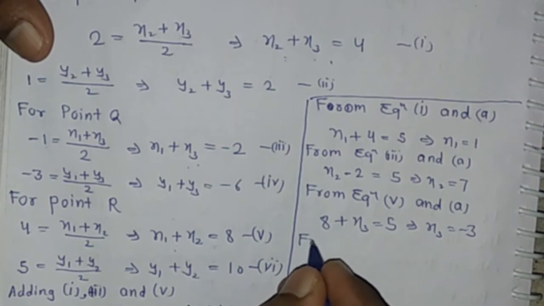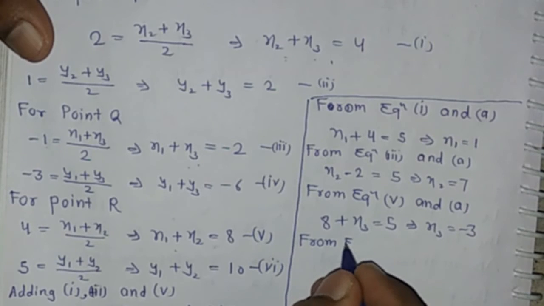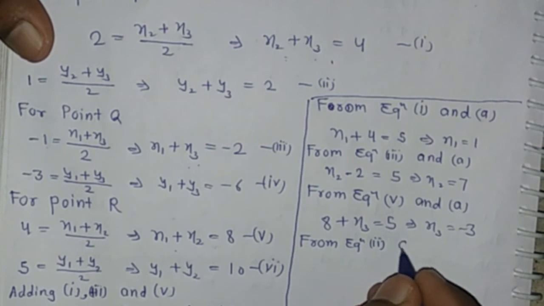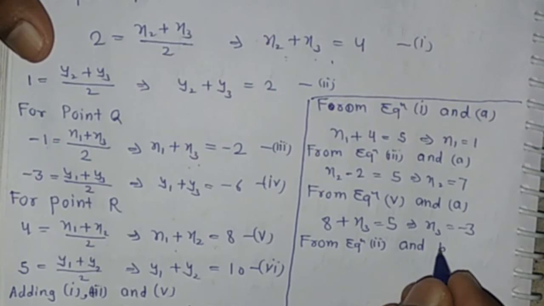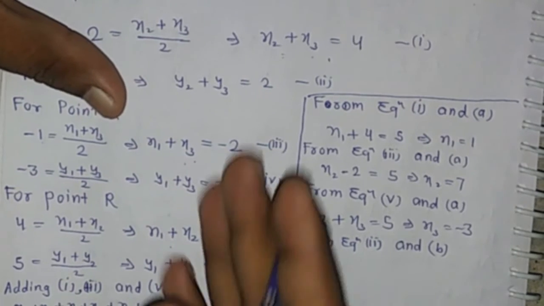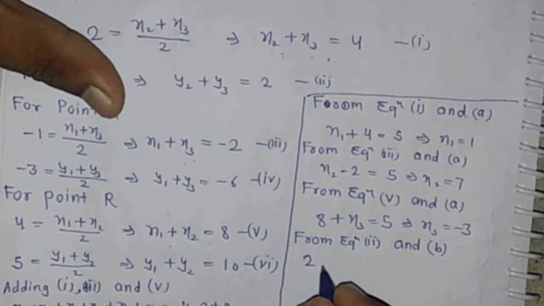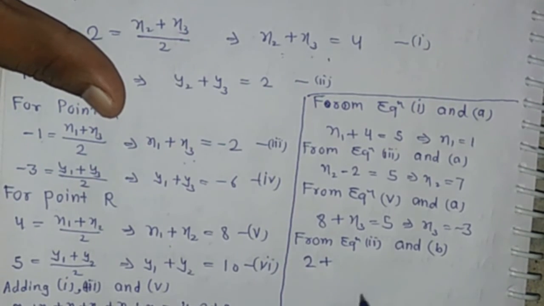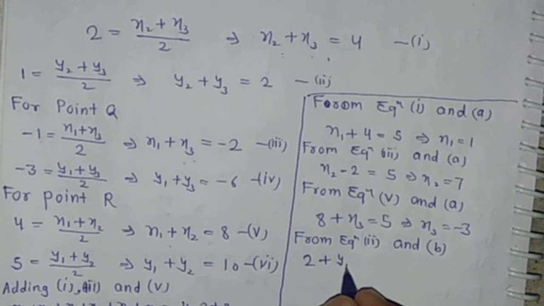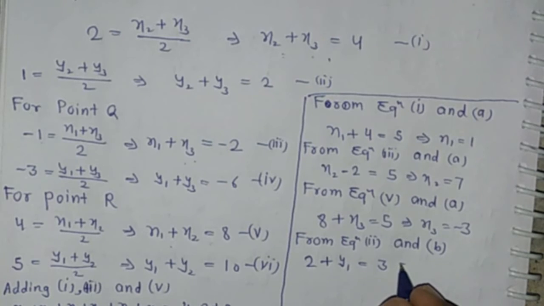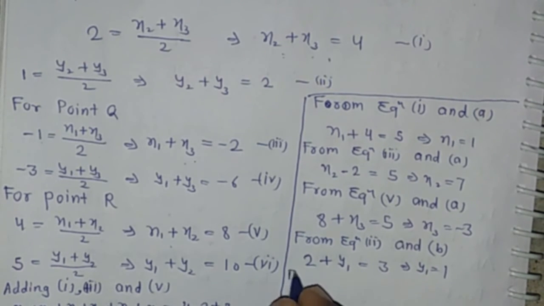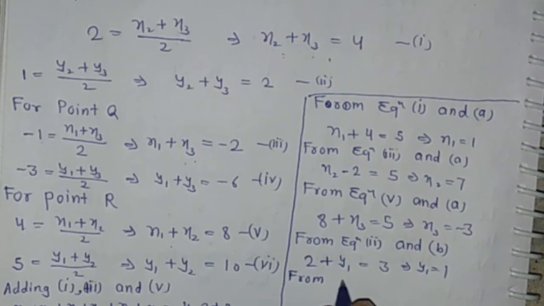Again from equation 2 and equation B, we put the value of y2 plus y3. The value of y2 plus y3 is 2. In equation B, y1 plus y2 plus y3 equal to 3. We have 2 plus y1 equal to 3. The value of y1 is 1.